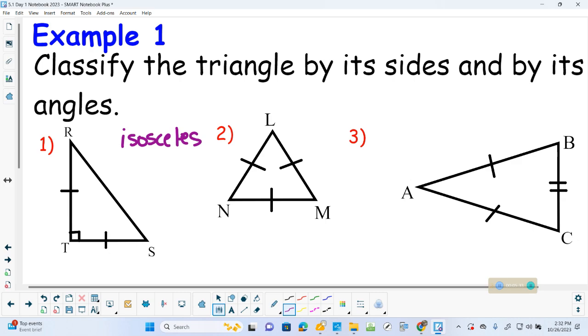Okay, now by the angles. Acute, right, obtuse, equiangular. Right, it's right angle, right. I know, exciting stuff here. That's a T. Okay, number 2, 3 congruent sides.